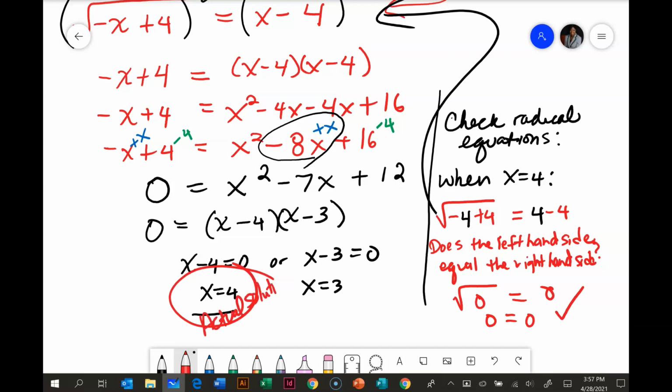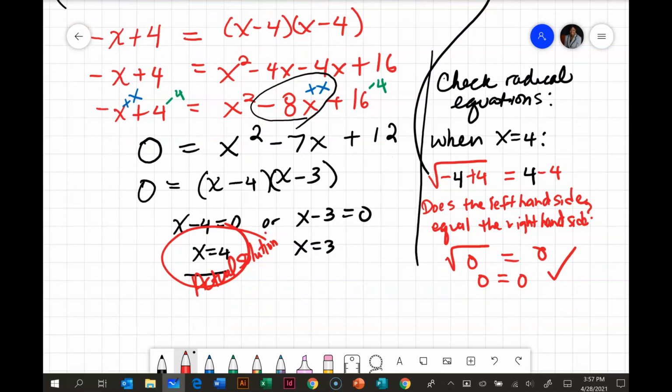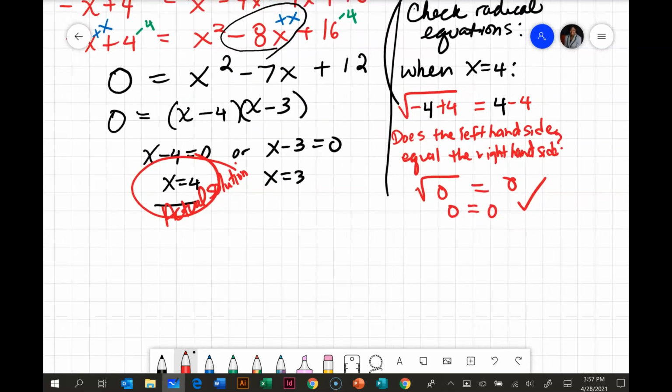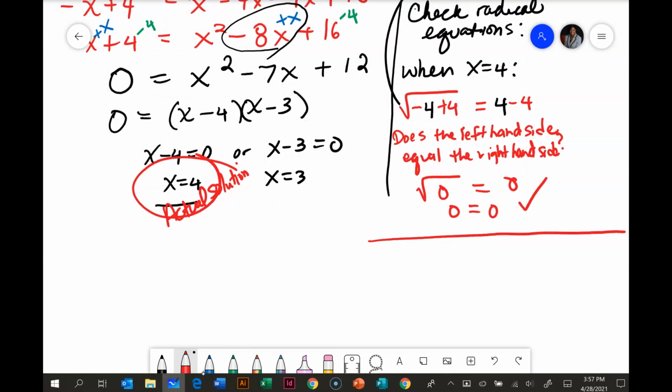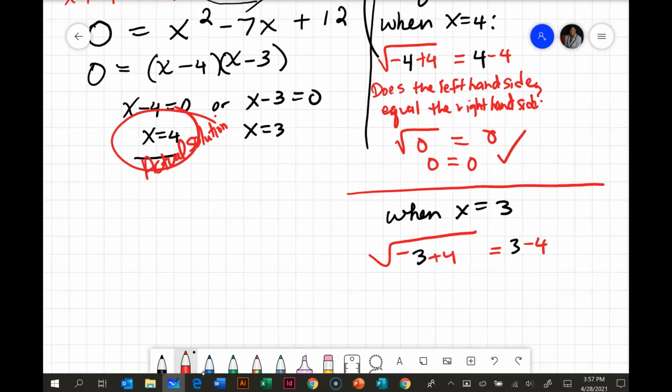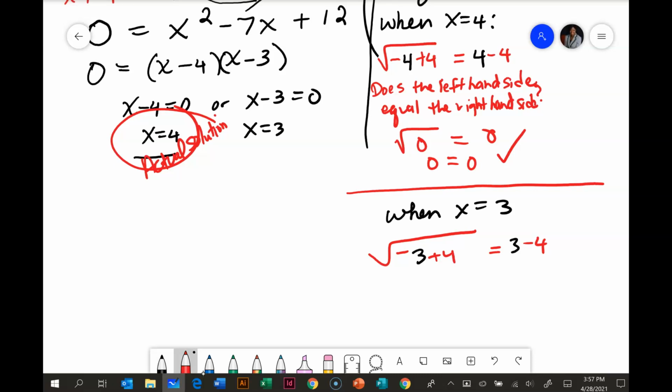We need to do the same for x equals 3. We have already determined that 4 is good. But what about when x equals 3? So the square root of negative 3 plus 4, does that equal 3 minus 4? Yes or no? What do you think? So that's the square root of 1 equals negative 1.